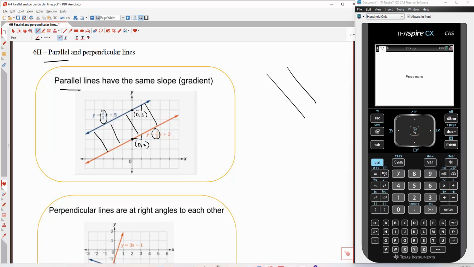So we say that these lines are parallel, and we can tell whether two lines are parallel if we check the gradient, and the gradient is the same.